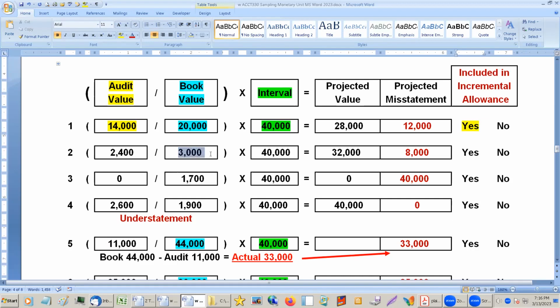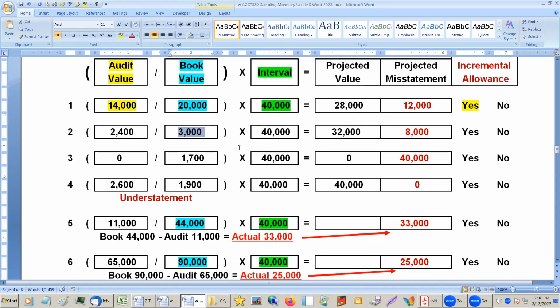Go to the next one. Could things be worse in this interval? Yeah, we covered it, this has $3,000. The interval is 40,000, so there's another, what, 37,000? So this could be worse too.